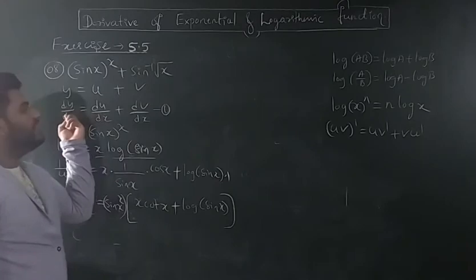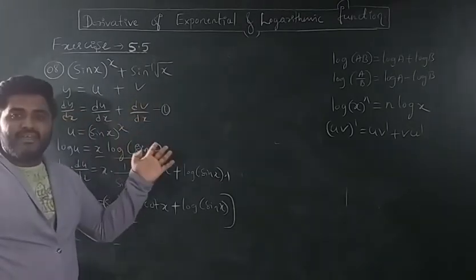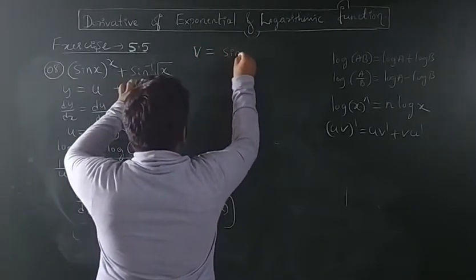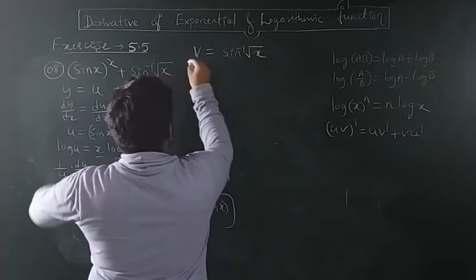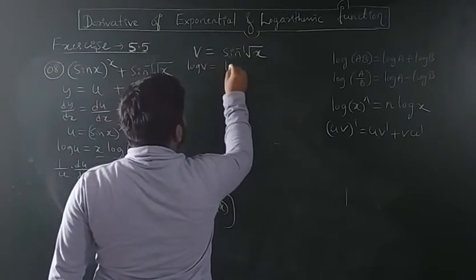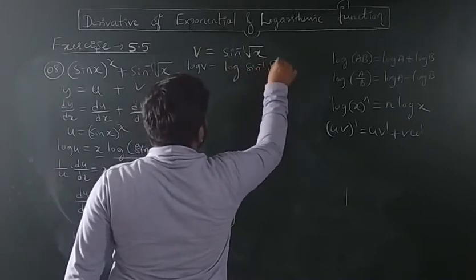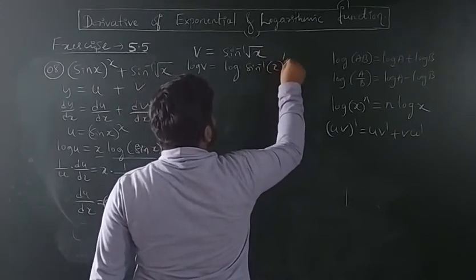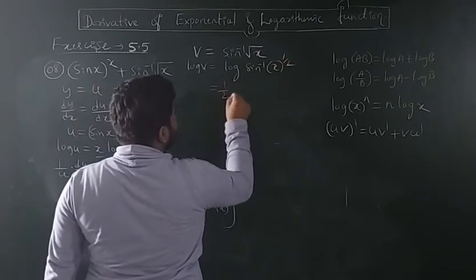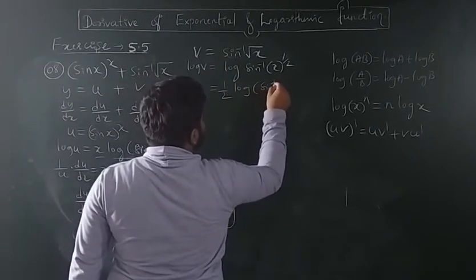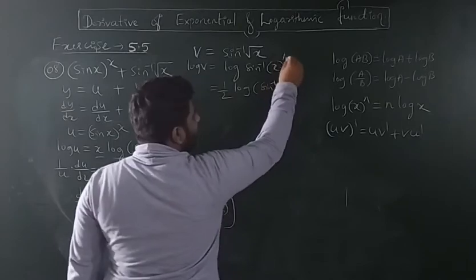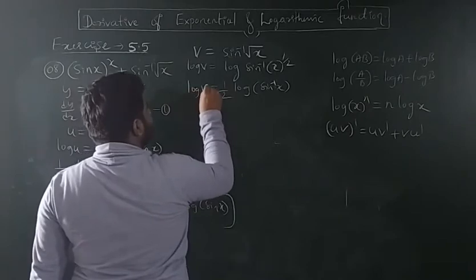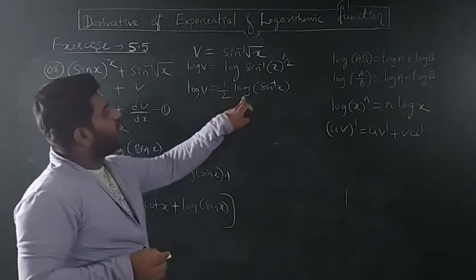So to find dy by dx, we want dv by dx also. So find that one. V equals sin inverse root x. So log v is equal to log of sin inverse of root x. In place of root x, we can write x to the power 1 by 2, so that we can take this 1 by 2 here. Log of sin inverse x we are getting. Because whatever the power is, log x to the power n, we have to bring it to the front first. Log v is equal to 1 by 2 times log of sin inverse x.